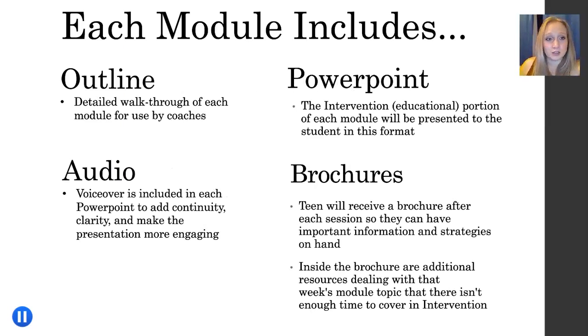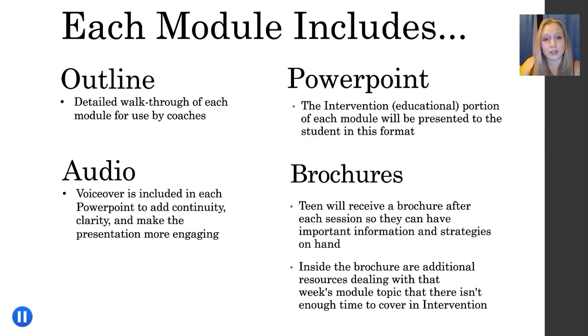So the outline is a detailed walkthrough of each module for use by the coaches. And within the outline are all these other components, everything else that you will need to be successful as a coach. So within the outline, you'll find the PowerPoint. This is where the intervention or educational portion of each module will be presented to the student.